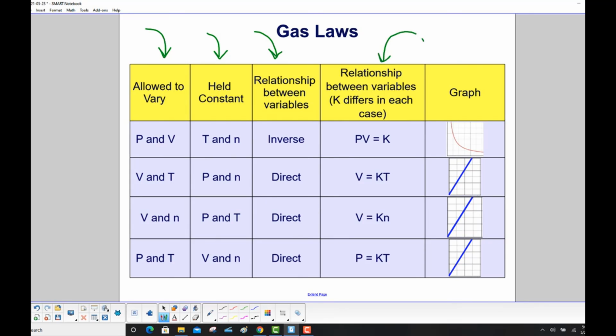then the relationship between the variables, where k differs in each case, and then a graph. So P and V are varying, T and n are constant, you have an inverse relationship, and PV equals k. And the graph looks like this guy over here, the 1 over x graph. And we'll let you look at the other 3 lines and notice that the graphs for each of those are straight lines. So if you want to study this or write it down, please pause the video and move on when you're ready.